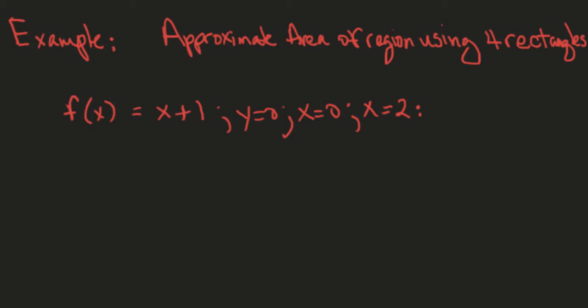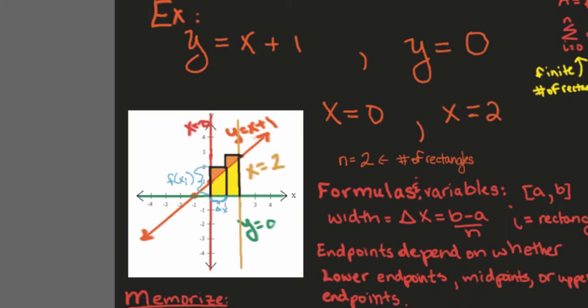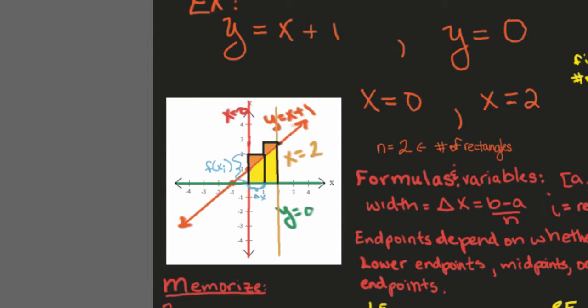Today we're going to look at the approximation of area using 4 rectangles of this region. It's the same region that we looked at in the concept video that's drawn here. This was with 2 rectangles. We're going to do it with 4.